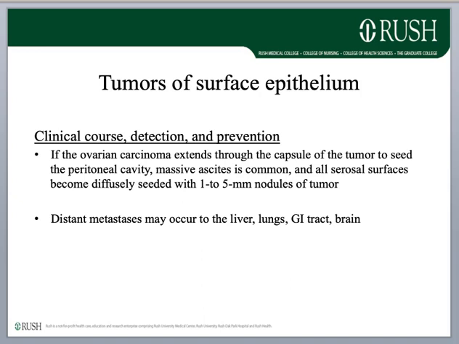If ovarian carcinoma extends through the capsule of the tumor and seeds the peritoneal cavity, massive ascites is common, and all serosal surfaces become diffusely seeded with small 1 to 5 millimeter nodules. Distant metastases may occur to liver, lungs, GI tract, and brain, and these are usually late recurrences after repeated episodes of ascites and local recurrence.